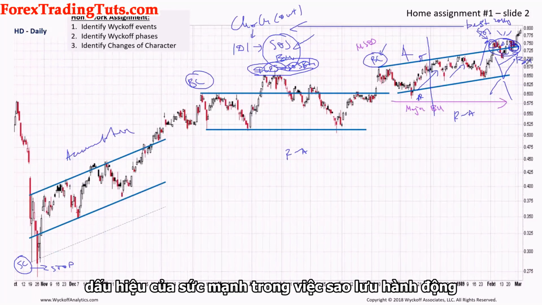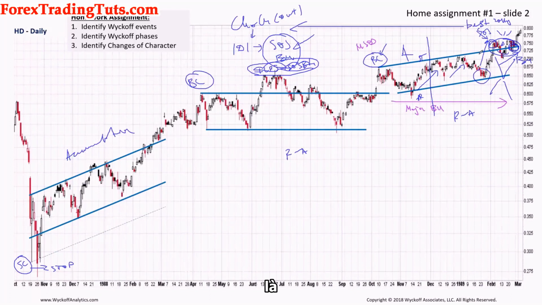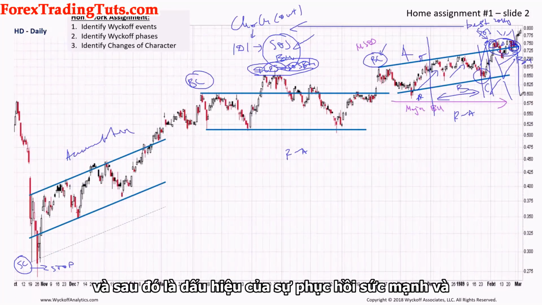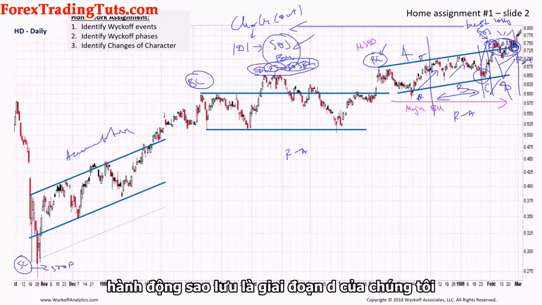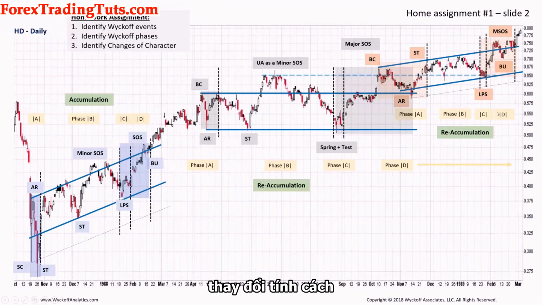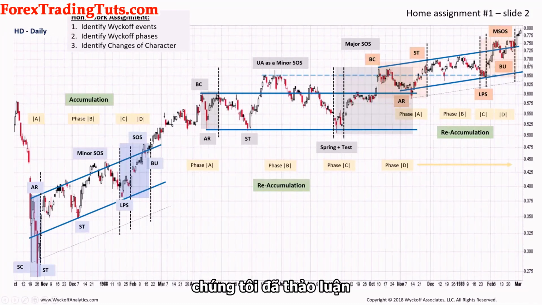If this is a sign of strength and backing up action, then the previous low is what? It is the test in C. Excellent. Then everything in between A and C is B. And then sign of strength rally and the backing up action is our phase D. Okay, and here it is. Here is our labeling for all three trading ranges with the changes of character, with all of these points that we've discussed.